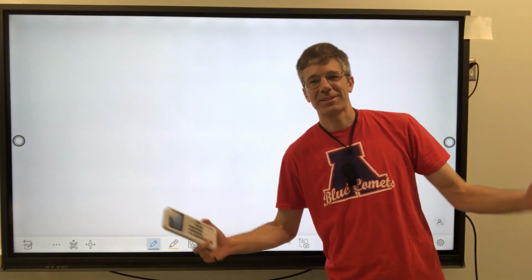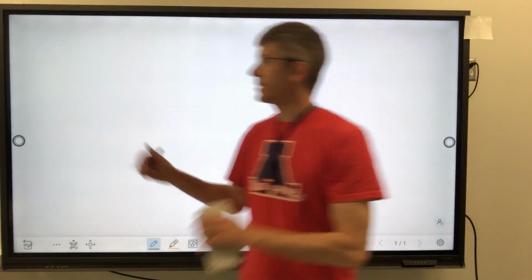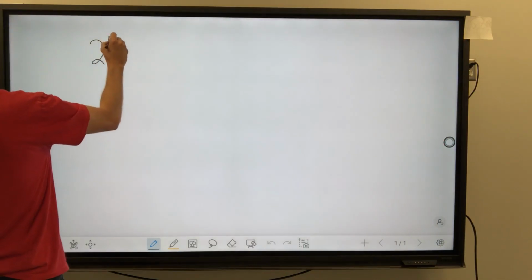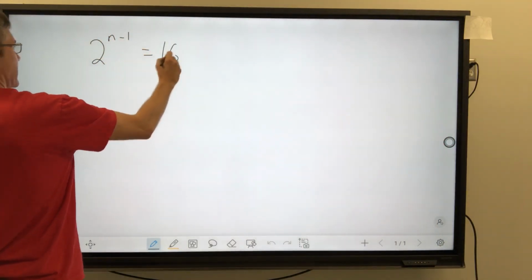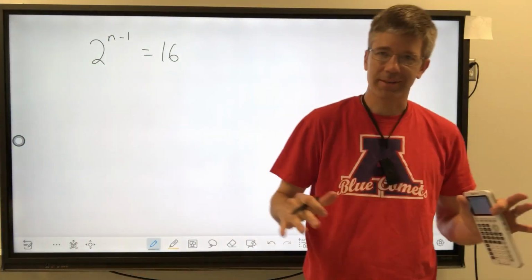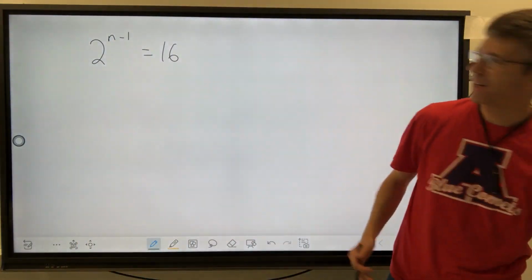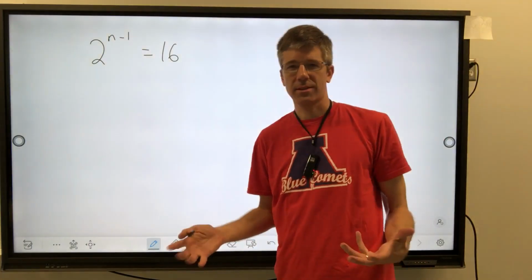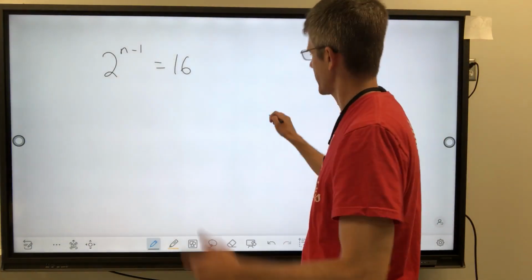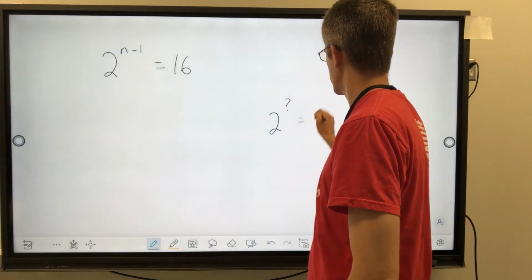Let's solve some exponential equations. At first, they're going to look pretty basic. We're going to have 2 to the n minus 1 equals 16. So let's just ignore the fact that the exponent says n minus 1. If I really said, 2 to what power gives me 16?